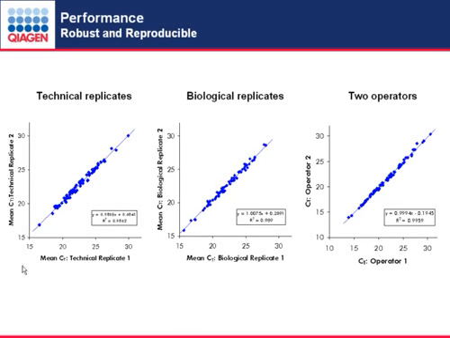A very nice feature of these 2 studies was that they were performed by a first-time user of the system, and that really attests to how straightforward and easy the protocol is. In addition, on the right, between 2 operators doing the identical experiment, the R-squared is nearly 1. And collectively, you can see that these arrays offer very robust and reproducible performance.